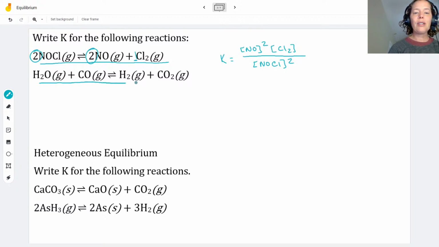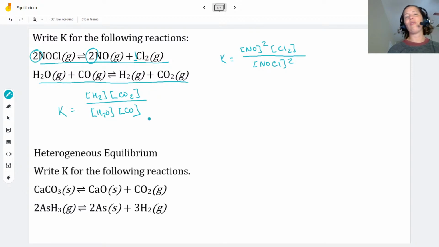So let's do our second reaction right here. Same deal here. Products. We've got hydrogen gas, again raised to the first power. We've got carbon dioxide, also raised to the first power, and this is going to be over water vapor raised to the first power and carbon monoxide raised to the first power. So sometimes you'll have a KEQ like this where nothing is raised to a power. You can think of it as everything is raised to the first power. So you just have to make sure you're starting with a balanced chemical equation to know what power to raise each of your species to.